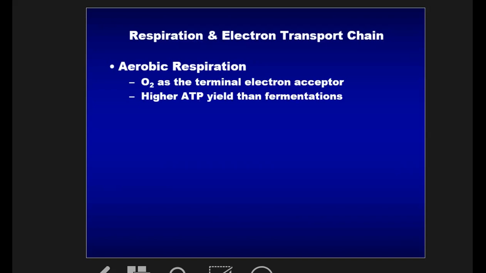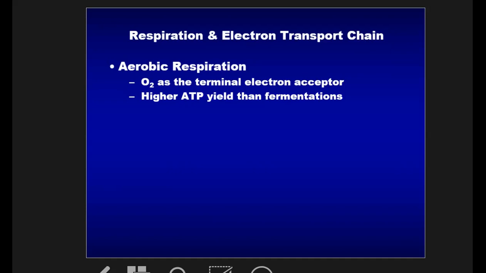Aerobic respiration is a huge payoff. You get really high ATP yield. As far as we know, having oxygen as your terminal electron acceptor is the best strategy for maximizing ATP. If you can do that, you win the gold star. You are going to survive and do quite well.